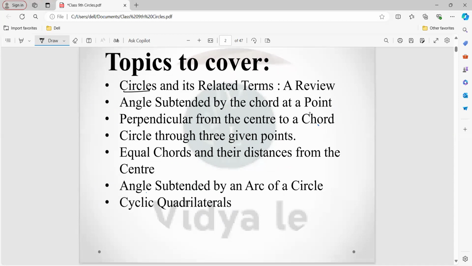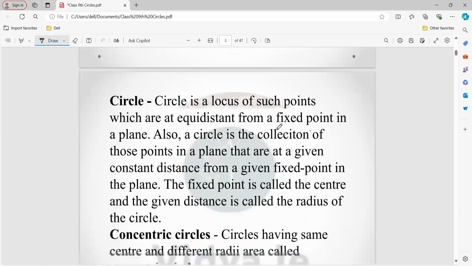Then the topics related to this chapter are, the first one is angle subtended by the chord at a point, perpendicular from the center to a chord, circle through three given points, equal chords and their distances from the center, angle subtended by an arc of a circle, and the last topic is a cyclic quadrilateral. So let's revise the terms related to circle.